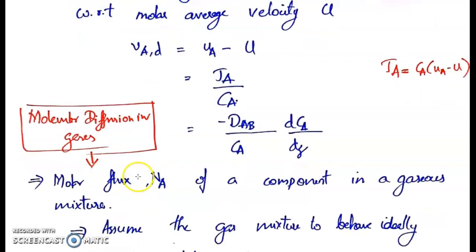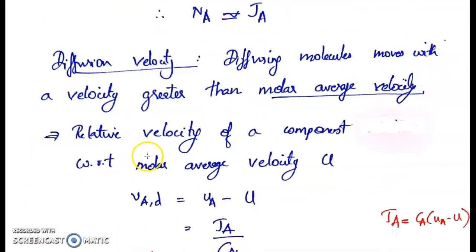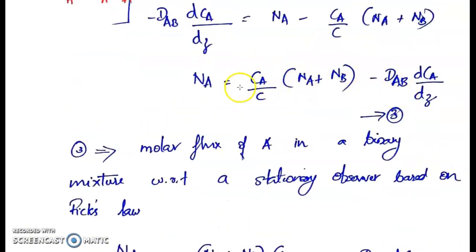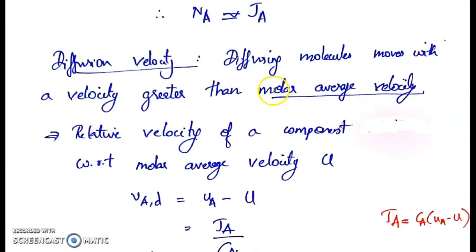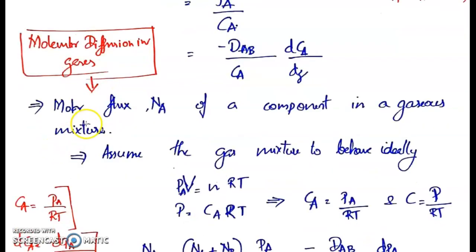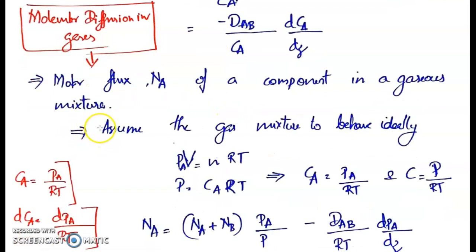So now let us discuss molecular diffusion in gases. We are going to modify this expression, because in this expression the terms are represented as concentration. See here. But I said if it is in gas phase, for a gaseous mixture, we will represent concentration as the ratio of partial pressure and total pressure. Let's try to write an expression for molecular diffusion in gases. So molar flux NA for a component in a gaseous mixture. Let us assume the gaseous mixture behaves ideally.